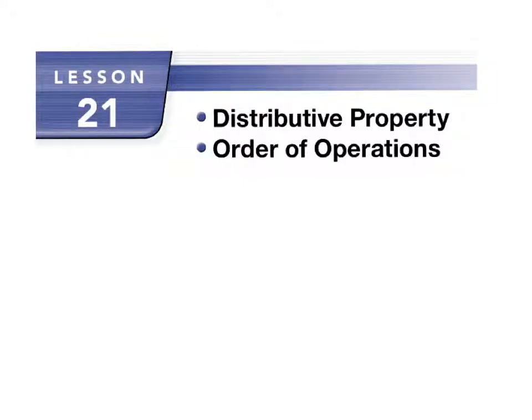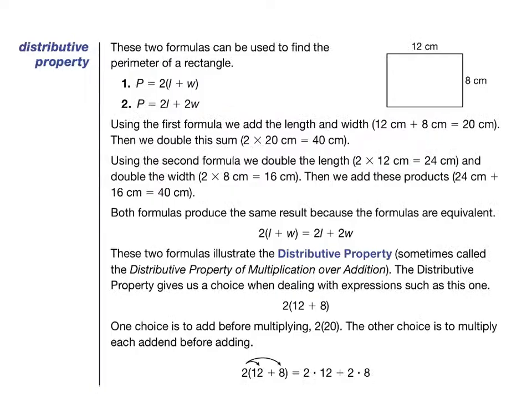All right, this is Course 3, Pre-Algebra. This is Lesson 21, Distributive Property and Order of Operations. So write down the title of the lesson, the number, and the date, and we'll get started. Okay, first I'm just going to read to you, and then I'll tell you what to write down.